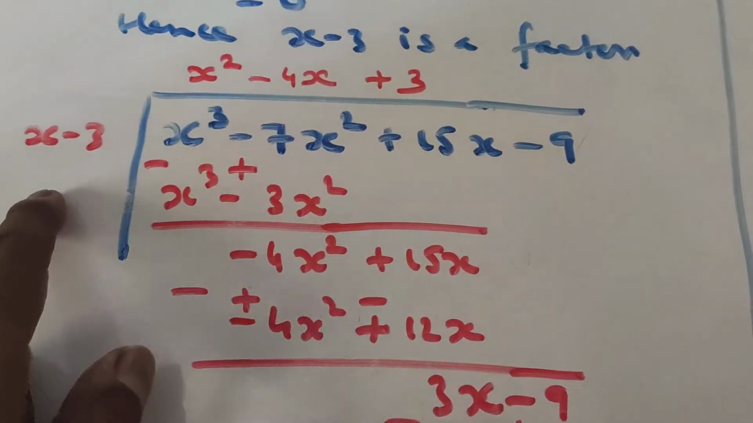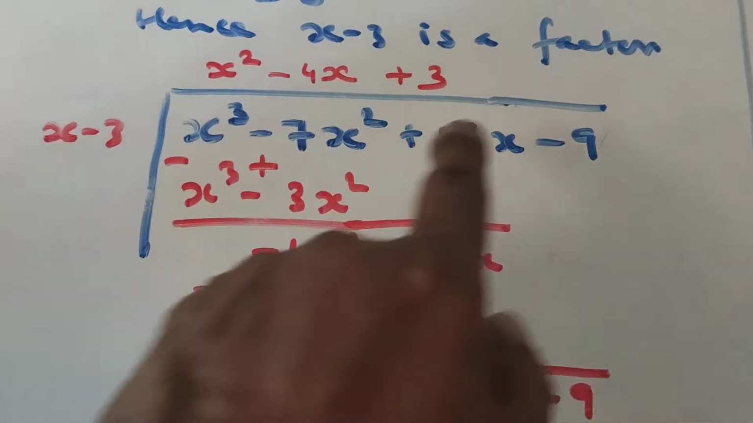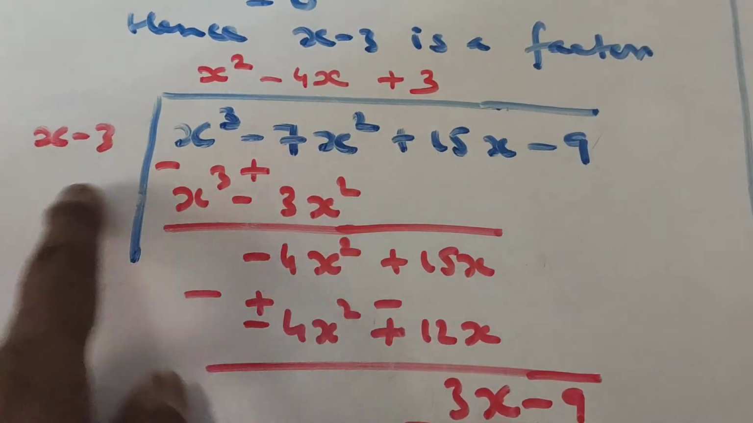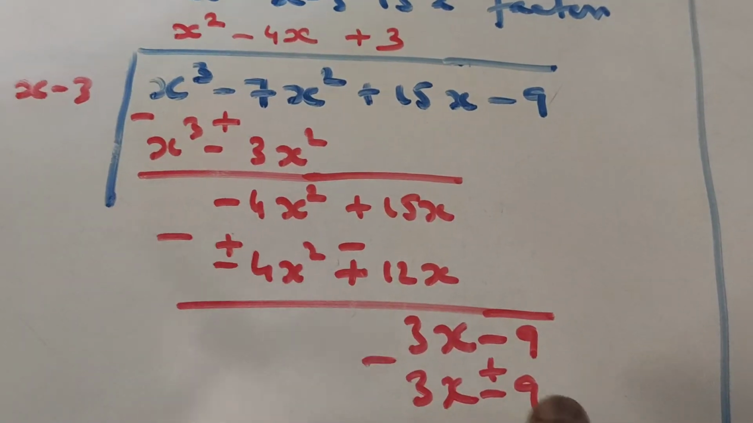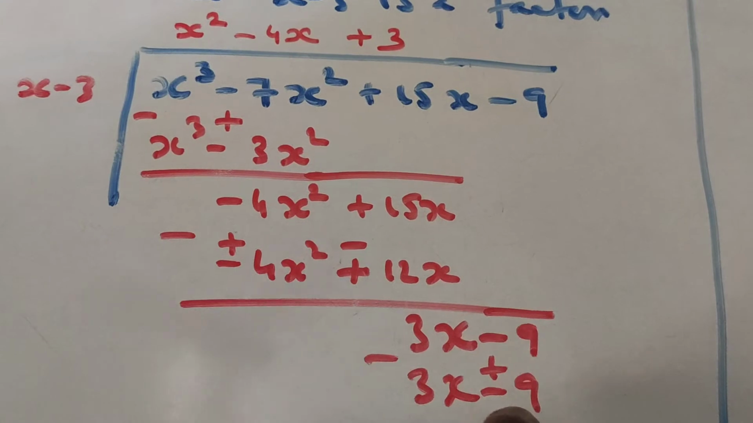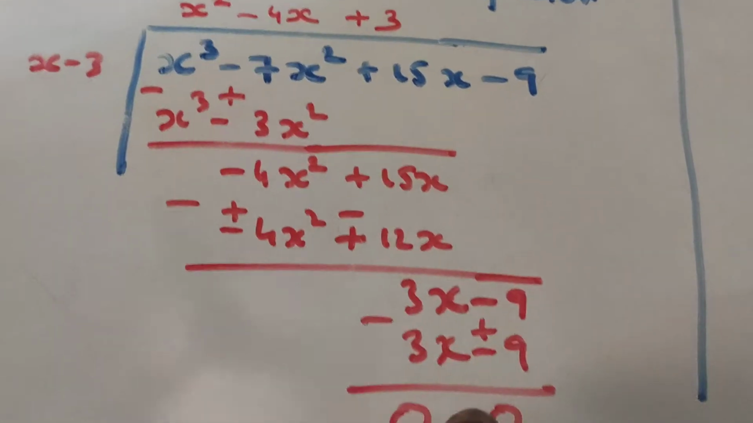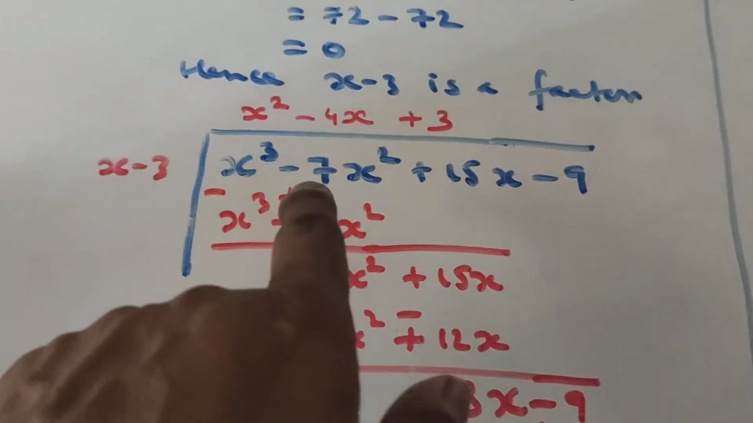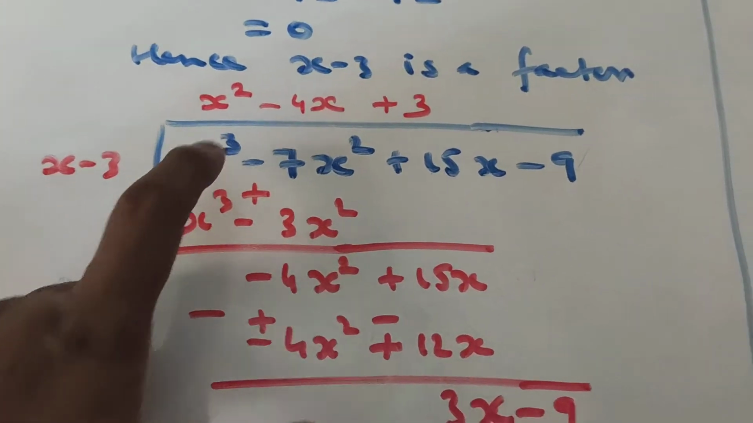We don't have 3x here, so in order to make 3x we have to multiply with plus 3. So plus 3 multiplied by x is plus 3x, plus 3 multiplied by minus 3 is minus 9. Changing the signs, minus plus, and minus plus. So these two cancel, and minus 9 plus 9 becomes 0. So we have divided the polynomial, and we got the quotient x square minus 4x plus 3.